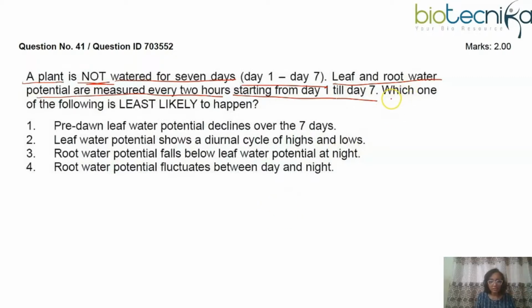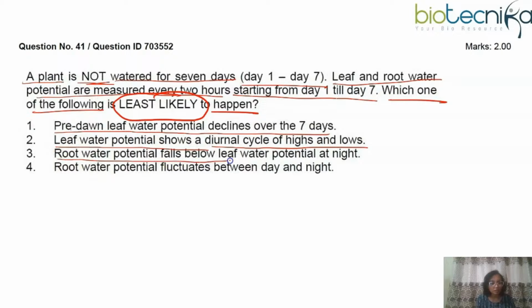Now again the question is asking which one of the following is least likely to happen. Okay, which of the following among the 4 options is the least likely to happen? So let's look at the options one by one. Pre-dawn leaf water potential declines over 7 days. Leaf water potential shows a diurnal cycle of highs and lows.